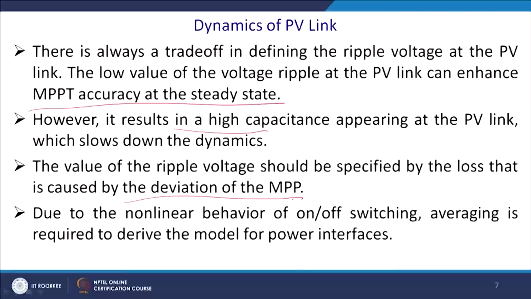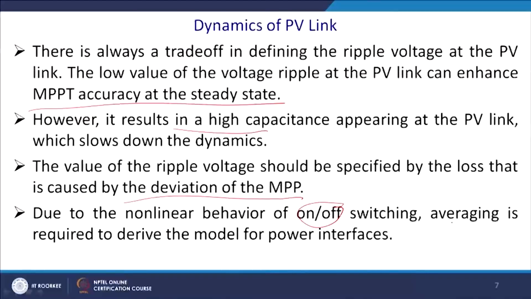That has to be mentioned in your operation. Moreover, what you are essentially doing is switching, which is on-off control, and for this reason it has a nonlinear dynamic behavior. Averaging is required to derive the model for the power interfaces. That is something we require to keep in mind.